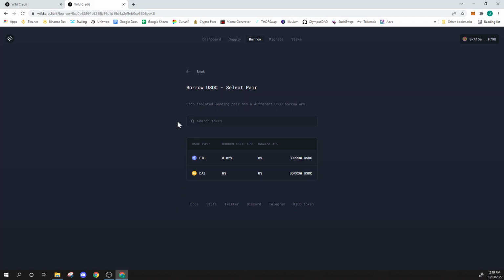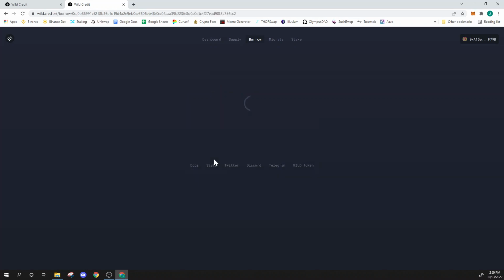So back to this screen here, now that we've clicked on the asset that we want to borrow, which is USDC, we now see the assets that have individual lending pools associated with borrowing USDC, and we can see here that that's using Ethereum as collateral or DAI as collateral. So as part of this walkthrough, we're going to be using Ethereum as collateral and borrowing USDC. So we'll click through to Ethereum.